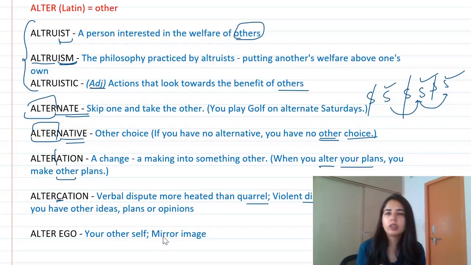If there is a small fight between two people, it will not be termed as altercation. Altercation is something which is more heated than a regular dispute or quarrel. It is violent, and why has it been caused? Because you have other plans, opinions or ideas. If two people are not agreeing to something and they get into a quarrel, a violent disagreement, then that becomes altercation.